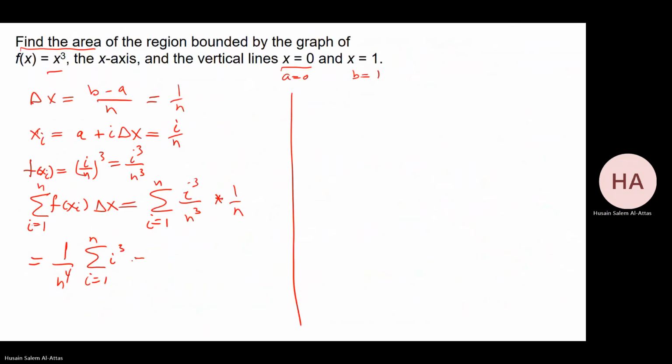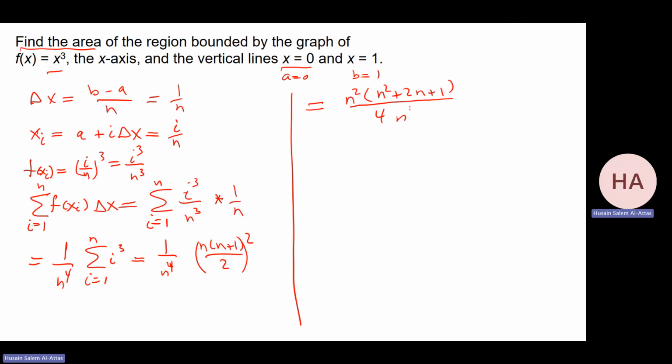That will be 1 over n to the power 4 times n times n plus 1 over 2 squared, which will give me n squared times n squared plus 2n plus 1 over 4 n to the power 4, which is n to the power 4 plus 2n cubed plus n squared over 4 n to the power 4. Okay.